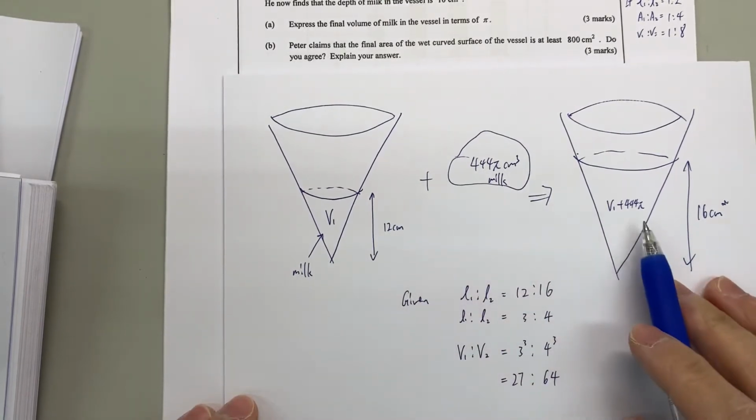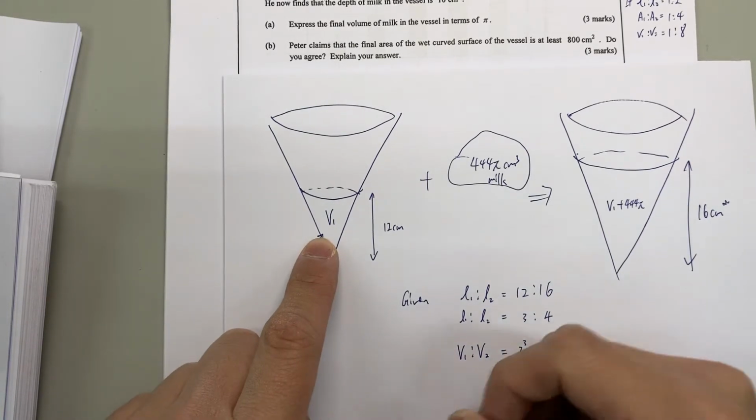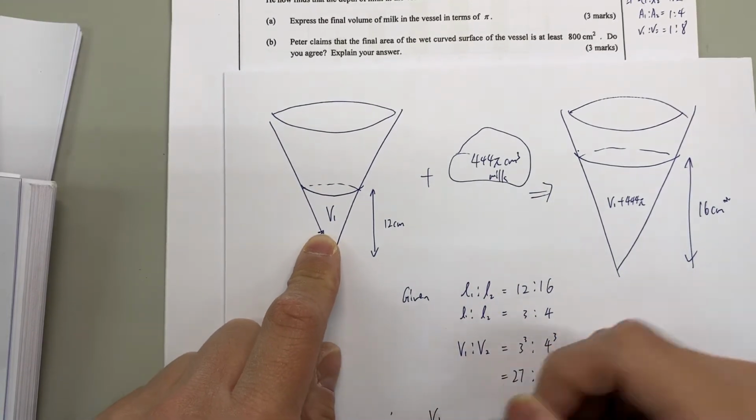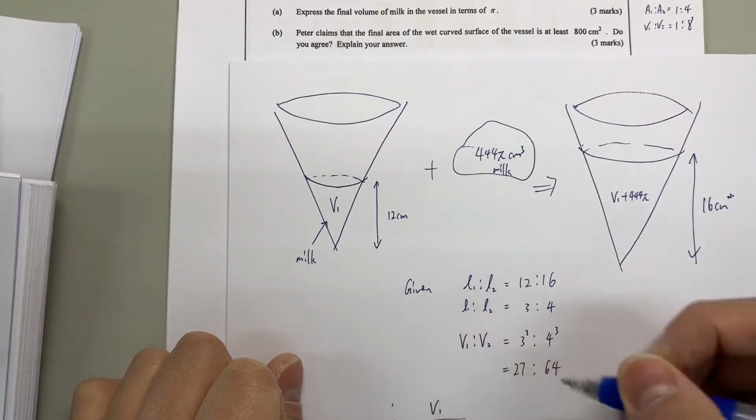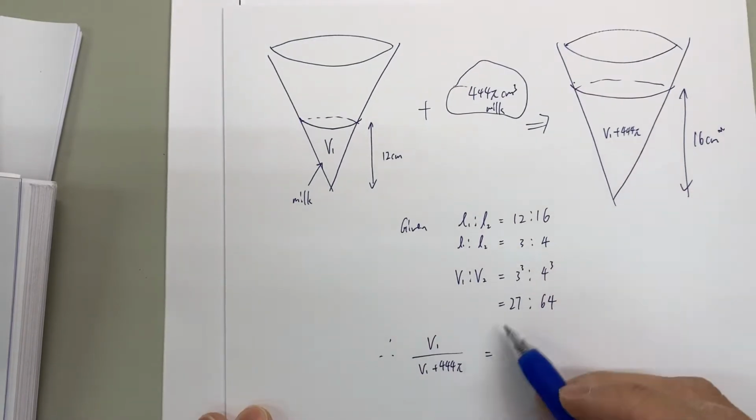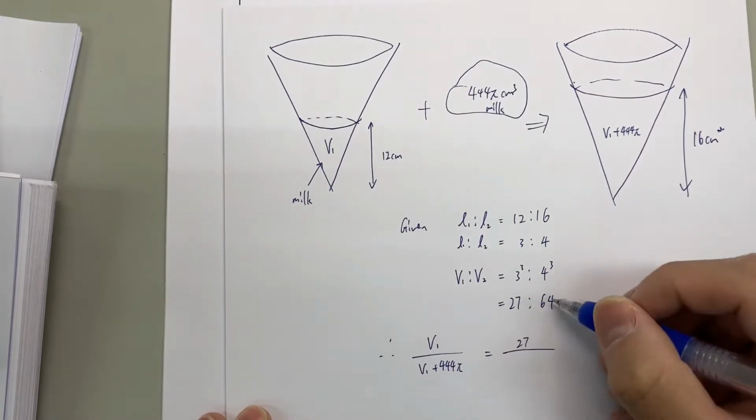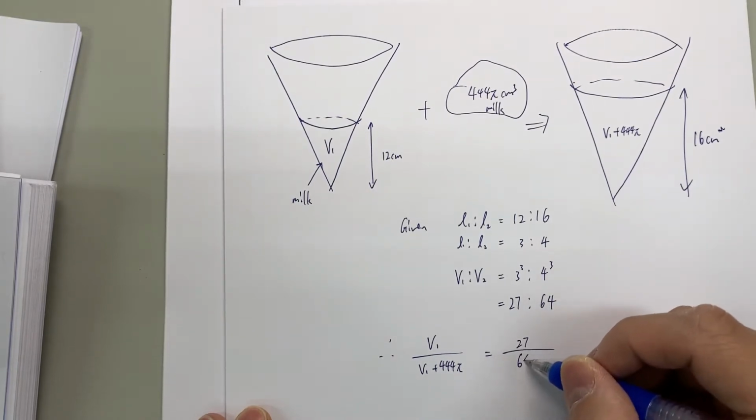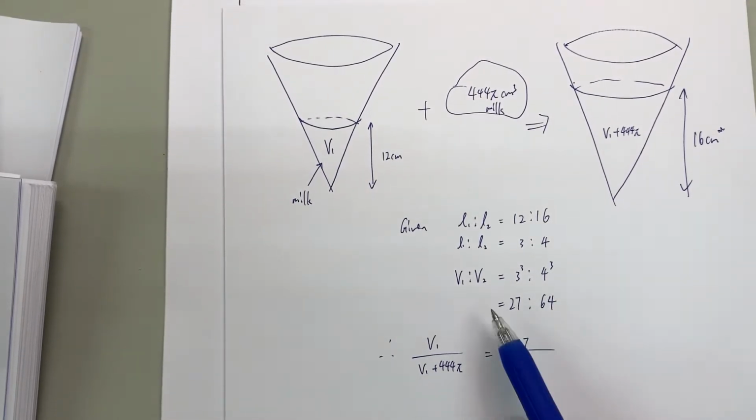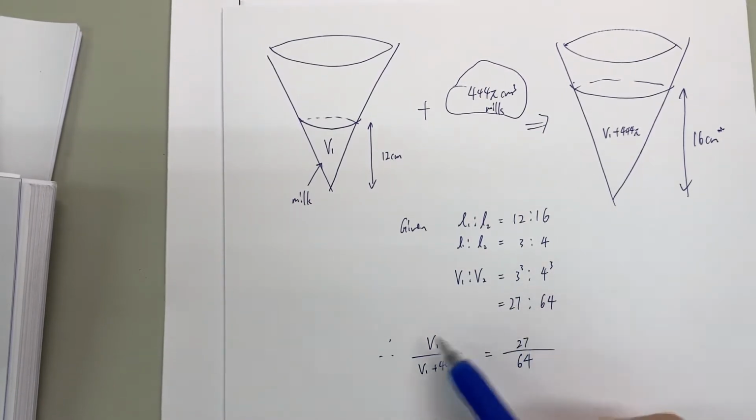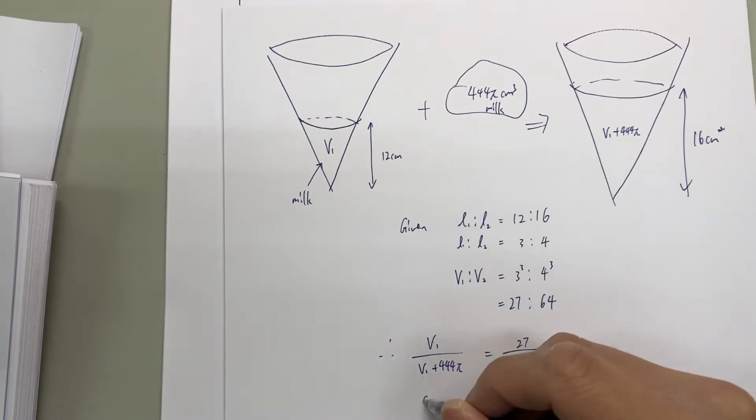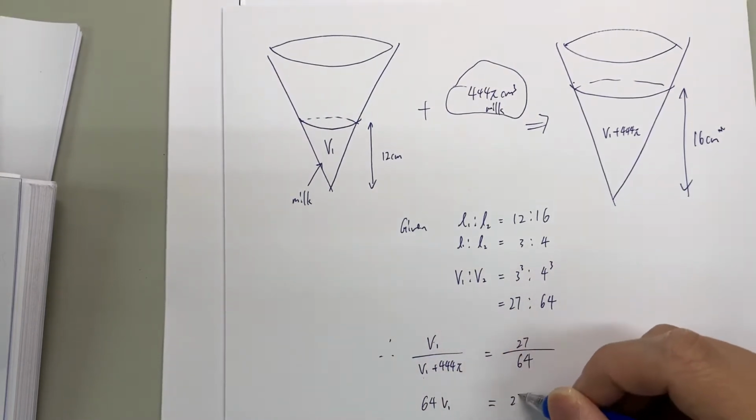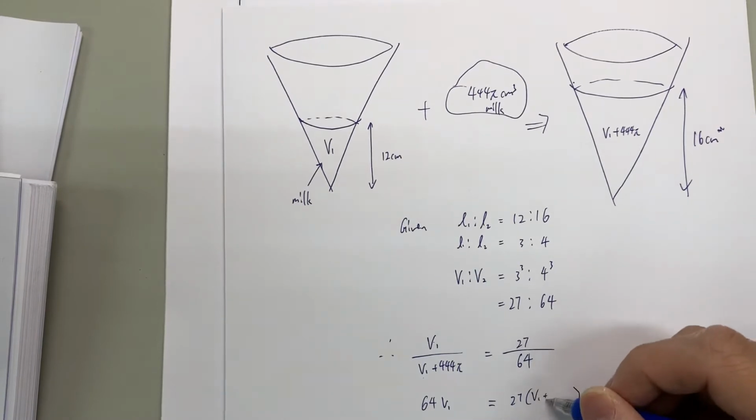If we try to build up the equation, that means this volume V1 to this volume V1 plus 444 pi is equal to the smaller one, 27, then the bigger one will be 64. We successfully used the volume ratio to list out the condition. This is an equation with only one unknown. So we can just solve it like what we did in junior form. 64 times V1, 27 times the denominator.